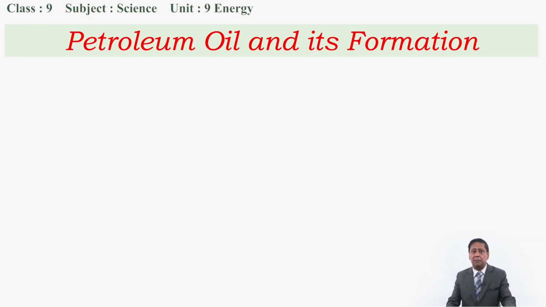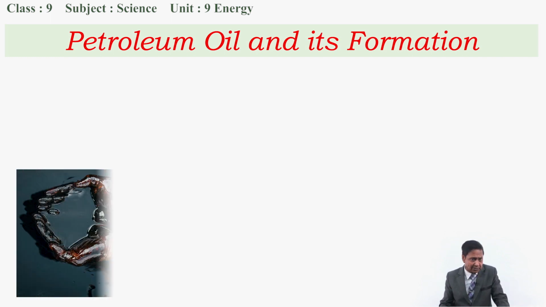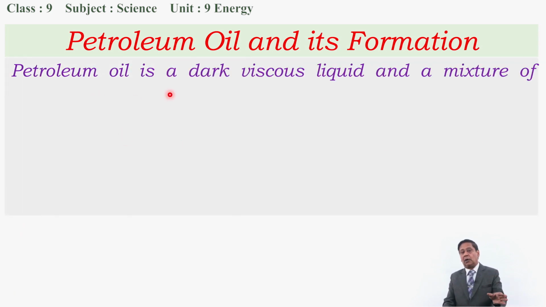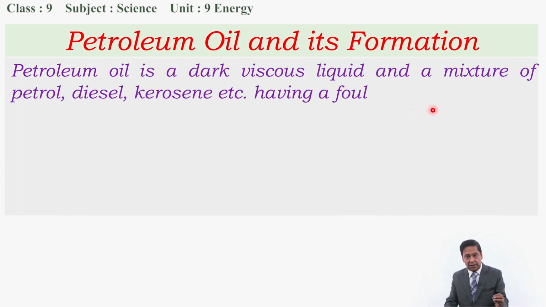Now next, petroleum oil, how does it form? Now this is petroleum oil. This is crude oil, and it contains petrol, diesel, kerosene, everything. We have to go through fractional distillation to separate petrol, diesel, kerosene from this crude oil. Petroleum oil is a dark viscous liquid and a mixture of petrol, diesel, kerosene, etc., having a foul smell. Its smell is very bad. Now how does it form?